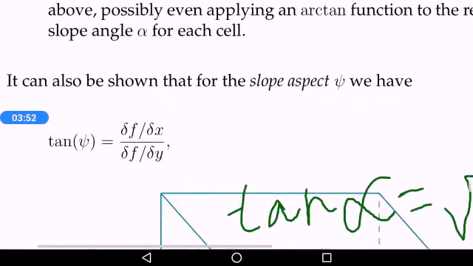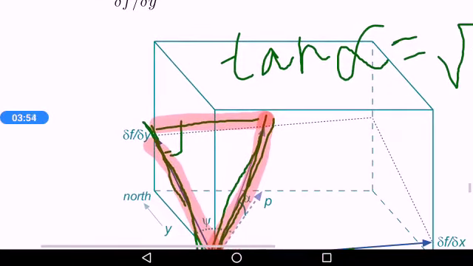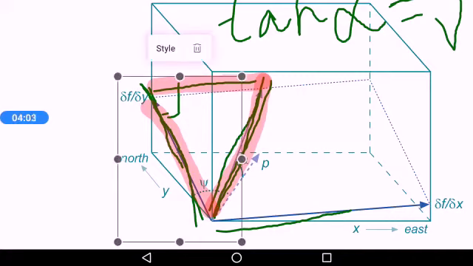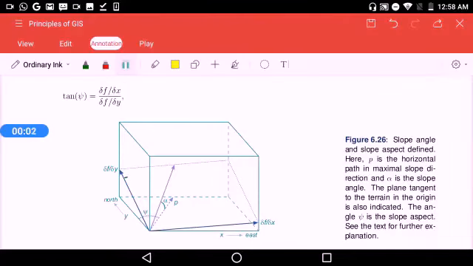Now moving forward, let us now try to find out what is this angle omega. I'm sorry, this is tan psi. So what is tan psi? Psi is the slope aspect, and we are going to try to find that. So what is tan psi? Tan psi, this is the angle psi. So tan psi is going to be opposite upon adjacent again.